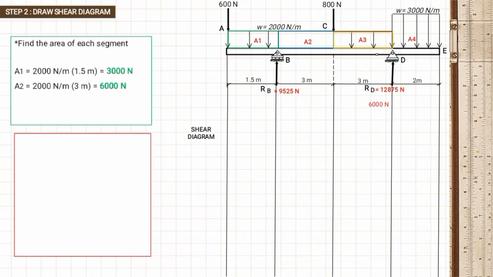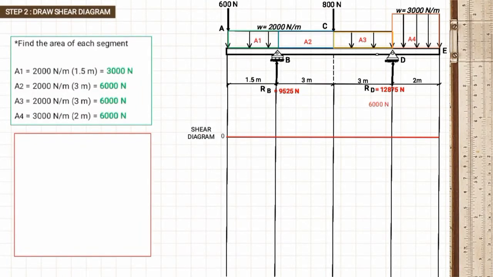And for area 3 from span CD, area 3 is equal to 2000 Newton per meter multiplied by 3 is equal to 6000 Newton. And for area 4 from span DE, area 4 is equal to 3000 Newton per meter multiplied by 2 meter is equal to 6000 Newton.